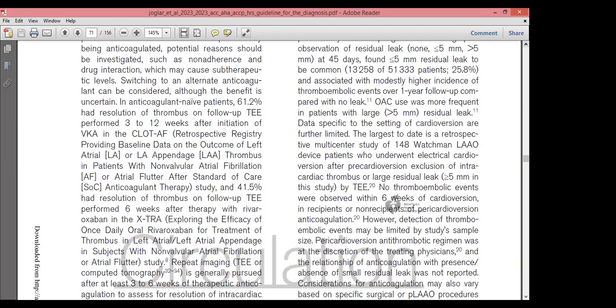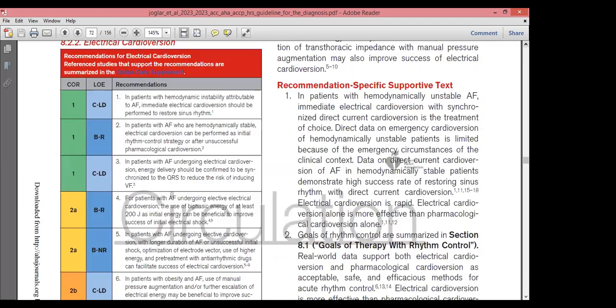So for electrocardioversion, in patients with hemodynamic instability attributable to AF, immediate electrocardioversion should be performed to restore sinus rhythm. Now, these are people that have AF and it's less than 48 hours and they are hemodynamically unstable. You do an immediate cardioversion. Normally, they say you give IV heparin and then you cardiovert quickly. This is a class 1 recommendation.